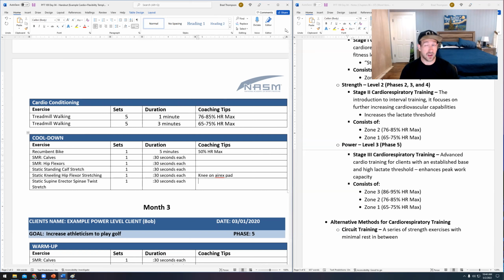Or I could say, I want you to walk fast for 1 minute, then I want you to walk slow for 3 minutes. Either way, he's still going. If Bob was a little younger and I wasn't doing treadmill walking, right, I'd say, all right, I want you on the treadmill. And I want you to run for 1 minute, and I want you to jog for 3 minutes.